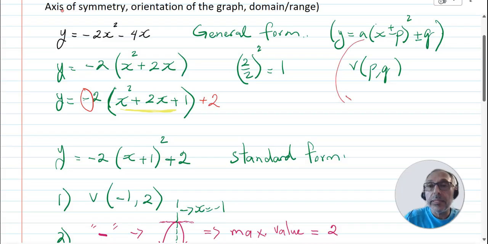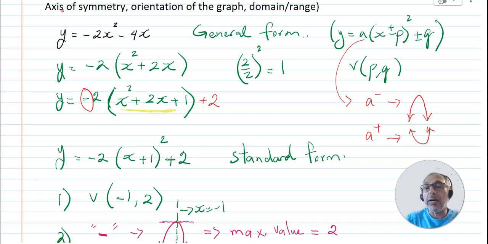So here it is. If A is negative, then the graph is upside down. If A is positive, the graph is right side up. Okay, so that's the review for that. Now the last thing is domain and range.